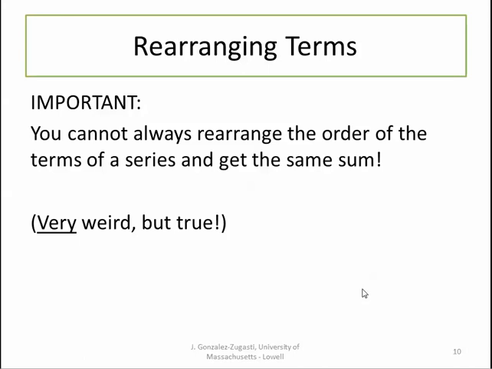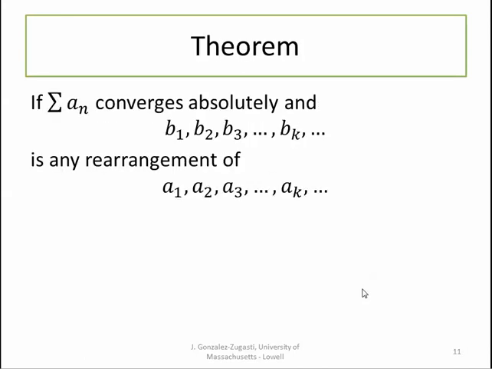So when can you rearrange the order of the terms? Well, it turns out that if you have a series that converges absolutely and you rearrange the terms, then the new series of the rearranged terms is going to be equal to the sum of your original series. So if you have absolute convergence, you can do all the rearranging you want.